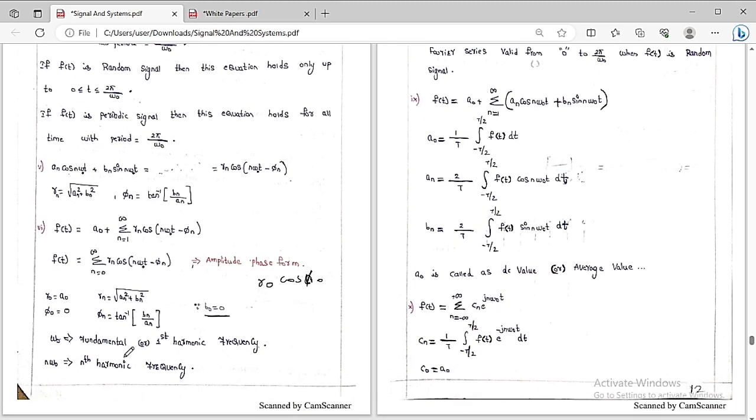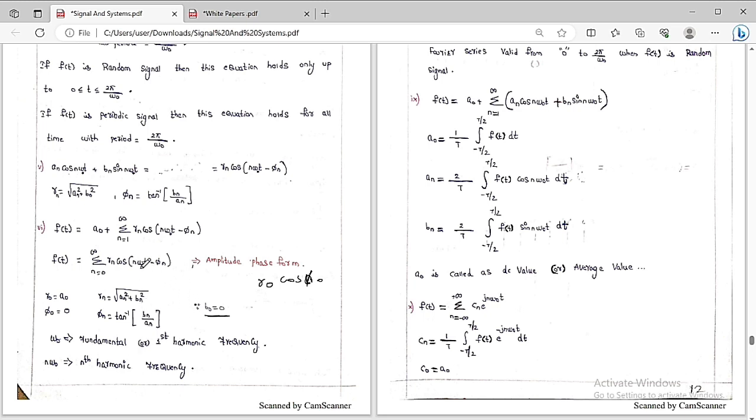So omega naught is called the fundamental or the first harmonic frequency. Suppose we substitute n is equal to 1, then we get the first harmonic frequency or the fundamental frequency. If you substitute n is equal to 2, we get the second harmonic. If you substitute n is equal to 3, we get the third harmonic. If you substitute n is equal to 4, we say it is the fourth harmonic frequency. Similarly, if you substitute n, we get the nth harmonic frequency.